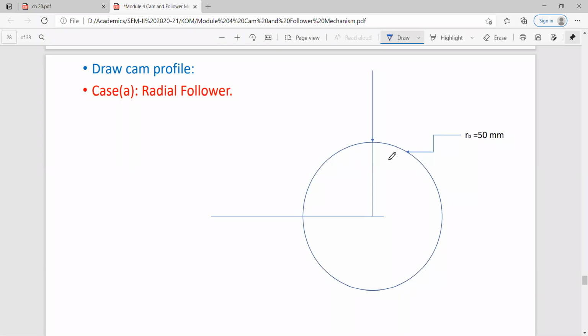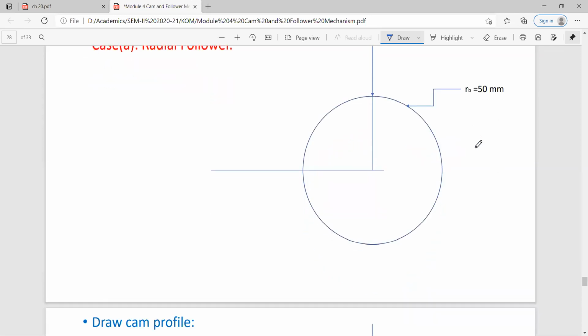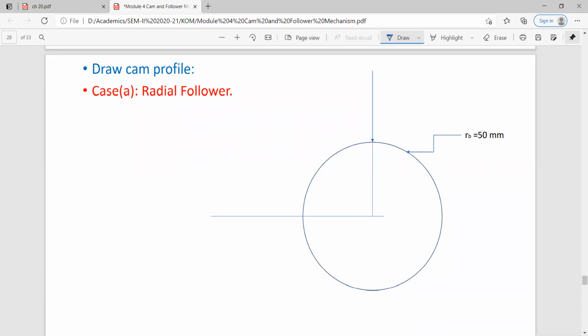Where are we supposed to draw this circle? Suppose its radius is 50 mm. You can draw it at the bottom side here so that some space will be available upward. Actually, we have to do the construction in this portion, so we will be needing the space here.